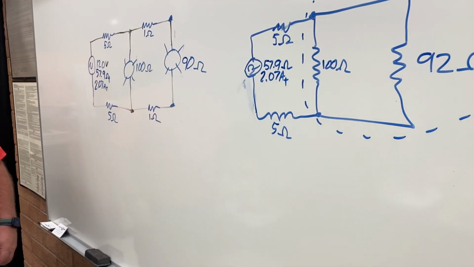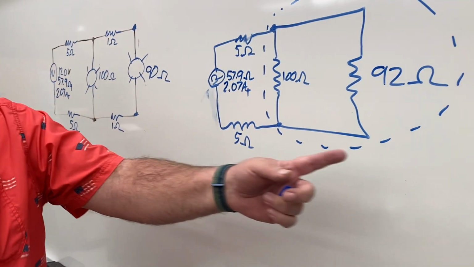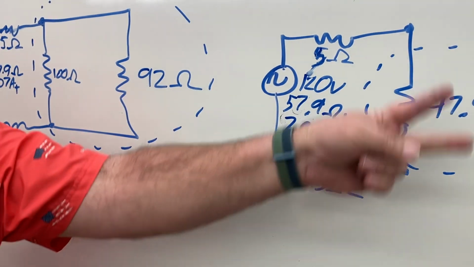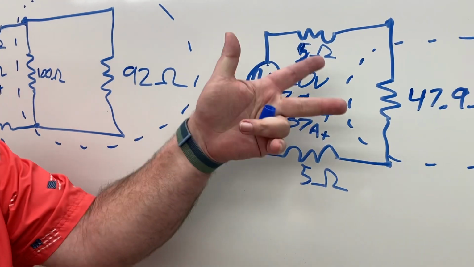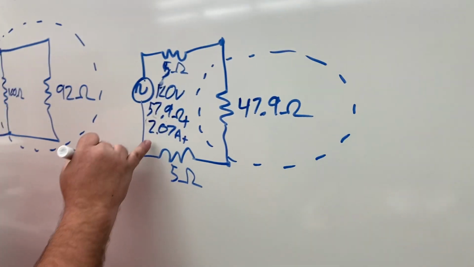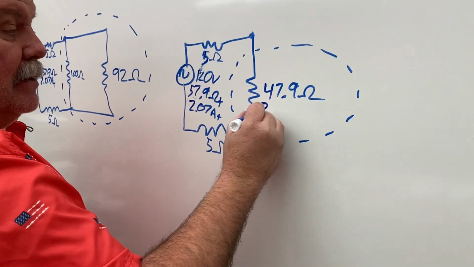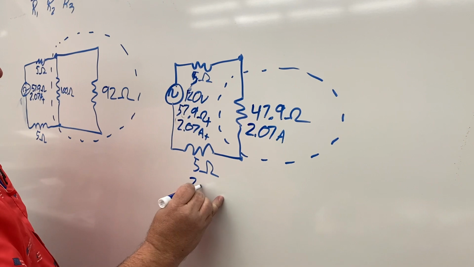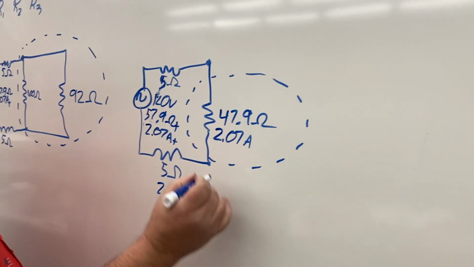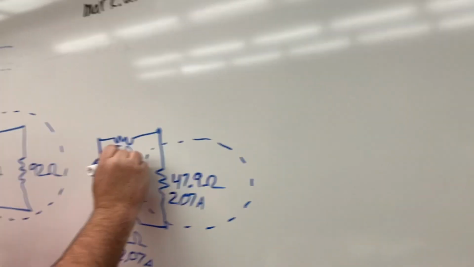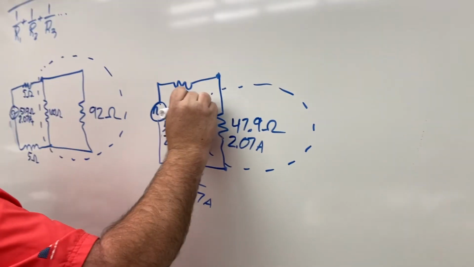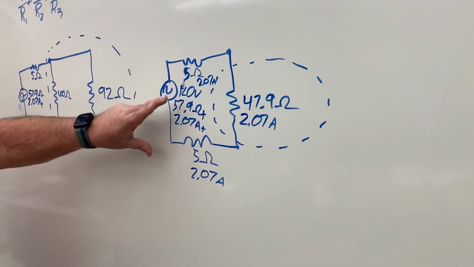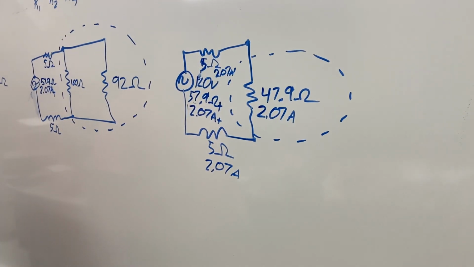All right. So coming back to this, we have our total amps. We can take this total amps and set it on all of these, right? So I'm going to put this 2.07 on this, 2.07 on this, and 2.07 amps on this. Okay? Then I can figure out what my voltage drops are going to be in all of these places.